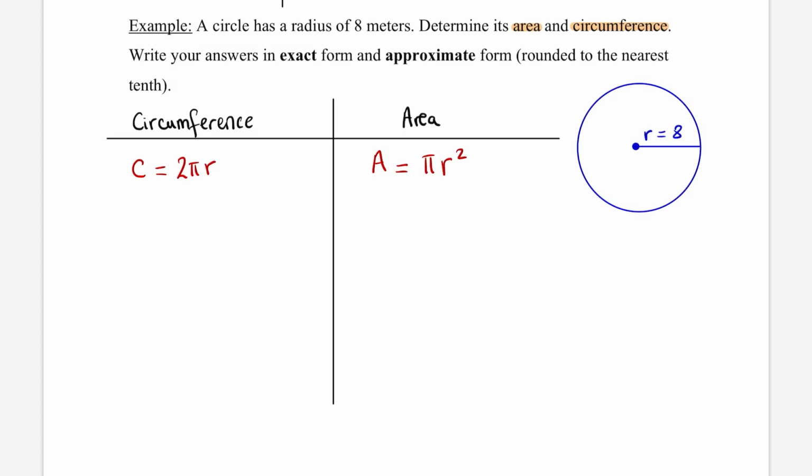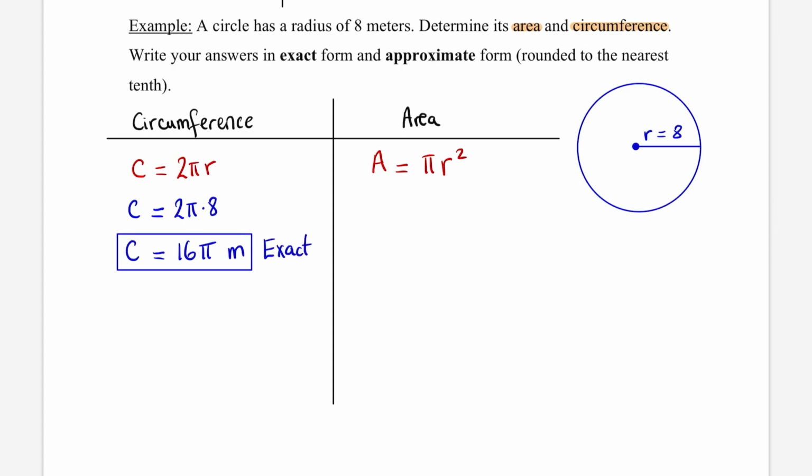So to find the circumference, I'll just replace r with 8 because my radius is 8. 2 times pi times 8. I'll take 2 times 8, which is 16. My circumference is 16 pi, and the unit is meters. This is my exact answer.